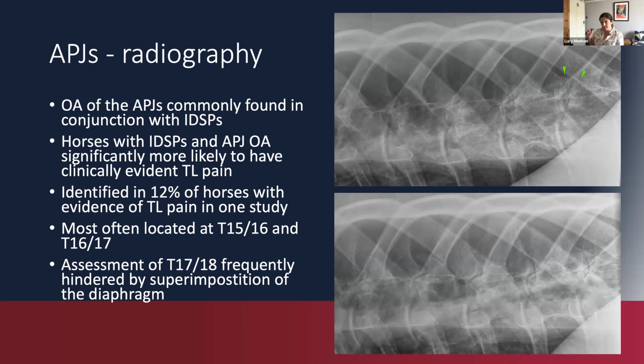I do wonder how far back, so T17, 18, how many T17, 18s are affected. The problem we have is that we can't see that often because of superimposition of the diaphragm. So we don't always manage to get that far back. How do we assess those, and how do we assess whether or not they're significant?